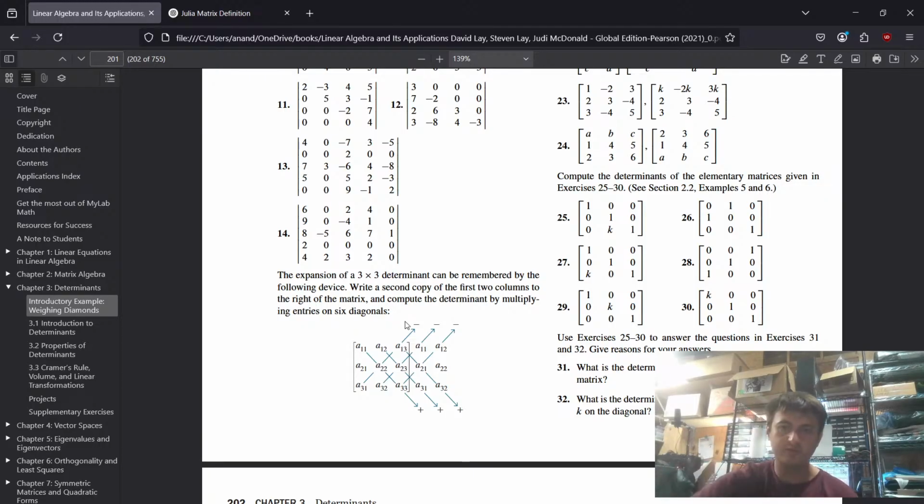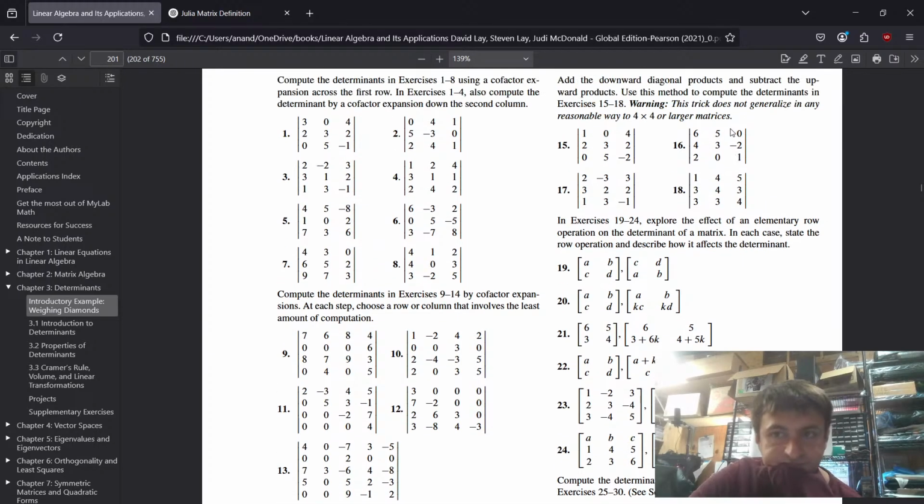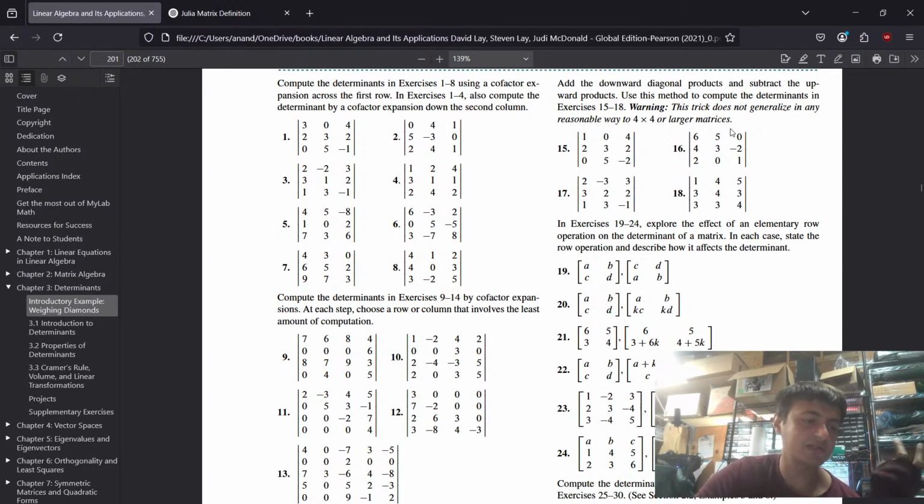The expansion of a 3x3 determinant can be remembered by the following device. Write a second copy of the first two columns to the right of the matrix. Compute the determinant by multiplying entries on diagonals. That's silly, man. See, that's the thing, there are so many of these tricks. I don't like that trick. We're not going to do those. If it's not general, what's the point, you know?